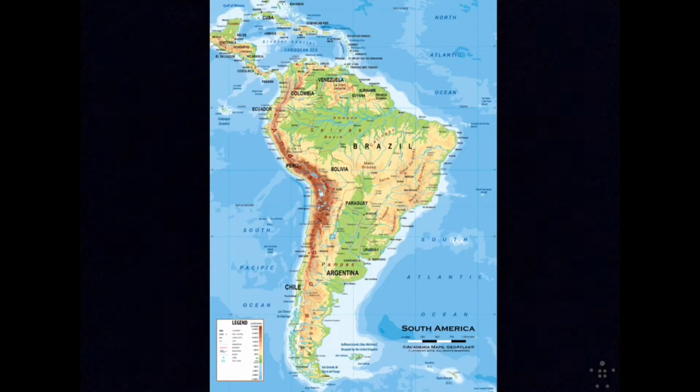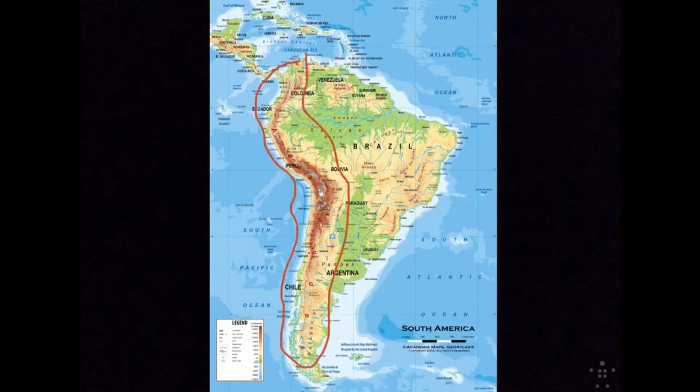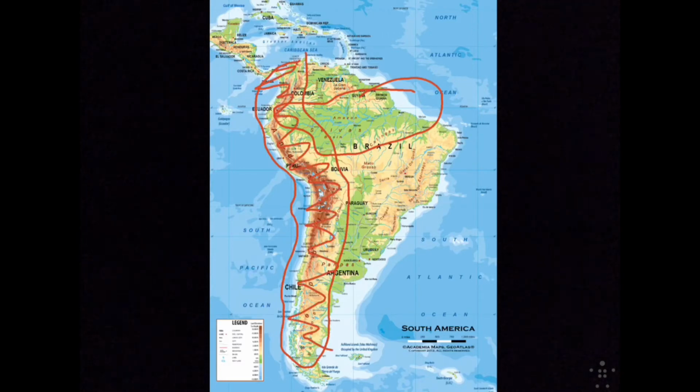Now, the first question says, what 2 physical features dominate the region? When you hear dominate, not only does it mean it has to be really big, but also it influences people dramatically. And these 2 physical features that dominate the region are the Andes Mountains and the Amazon River, also the Amazon rainforest. And you can see those there. The Andes Mountains are on the western side here of South America. You can see it cuts a border in between Argentina and Chile. The mountains themselves are the border between these 2 countries.